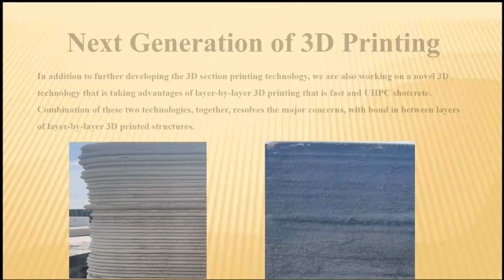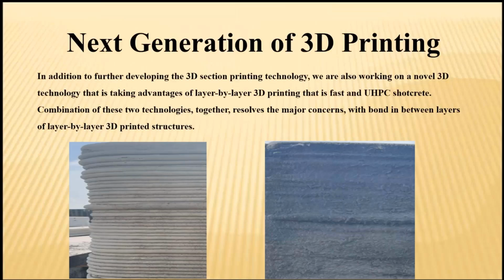The next generation of the 3D printing that we are working on combines the layer by layer and the shotcrete with the UHPC. The advantage of the layer by layer is that it can be fast. You can print the layers fairly fast. The advantage of the shotcrete is that, of course, we can do the UHPC you saw in the previous presentation. So now we are combining the two technologies together.